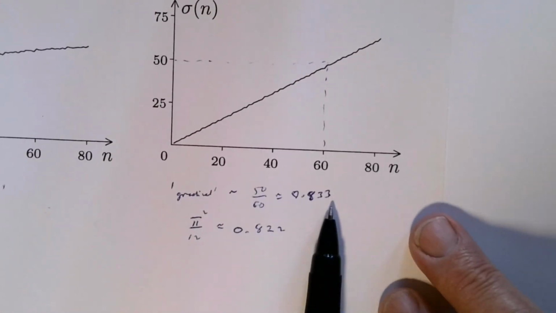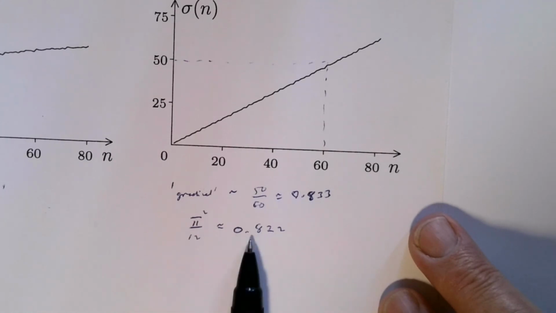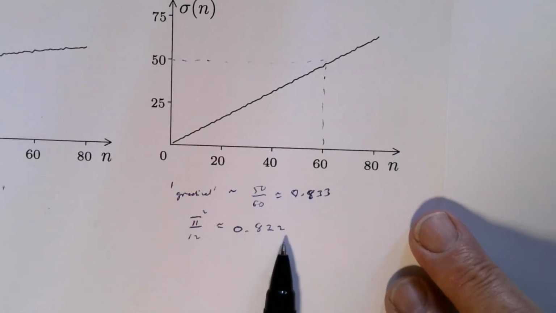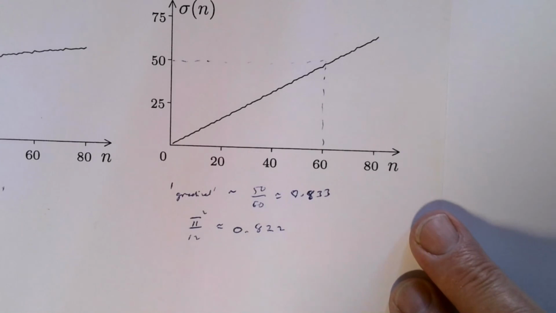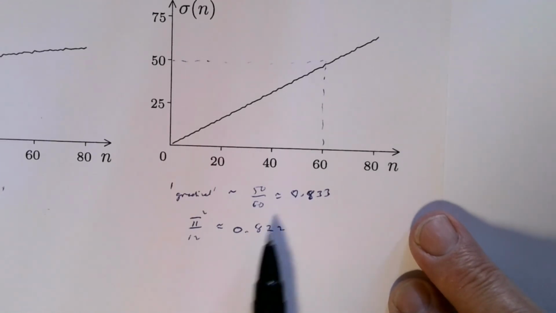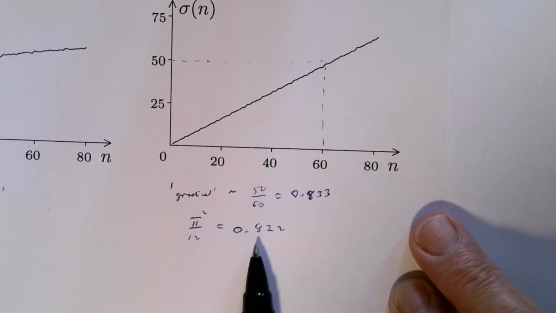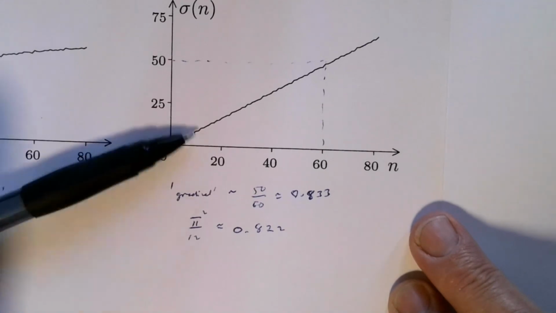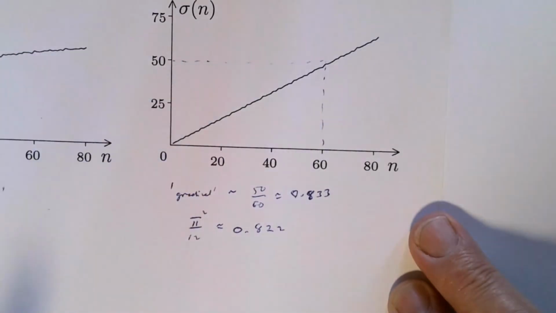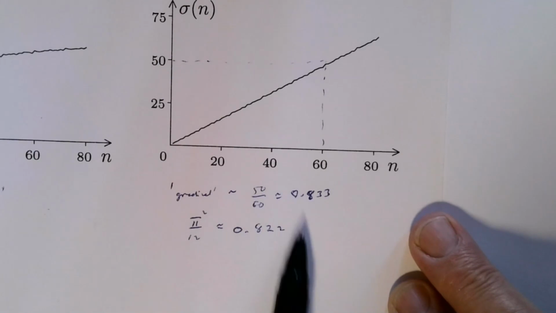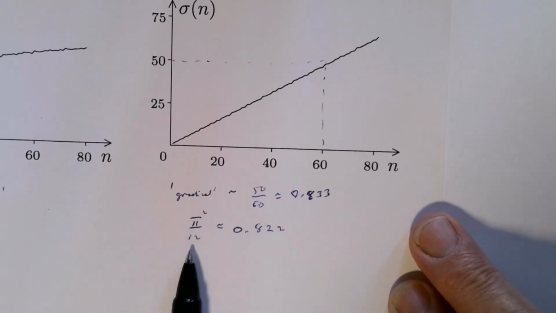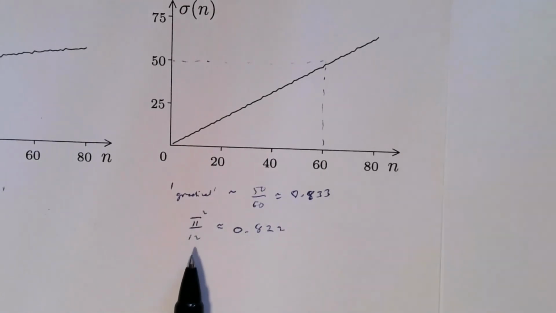And pi squared on 12 is 0.822. Now again, we're only doing it for small numbers here, but you can see what's going on. The average of sigma is approximately a straight line, and the gradient of the straight line is approximately pi squared on 12. And we'll see how to prove that in the next video.